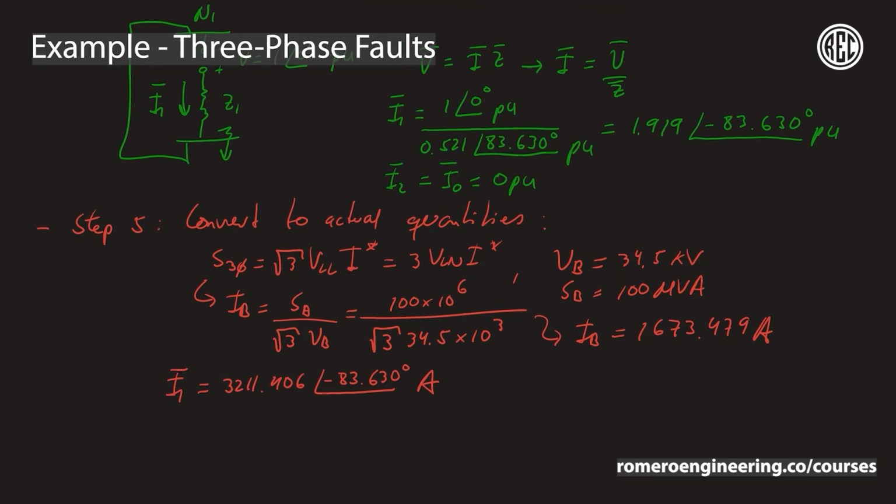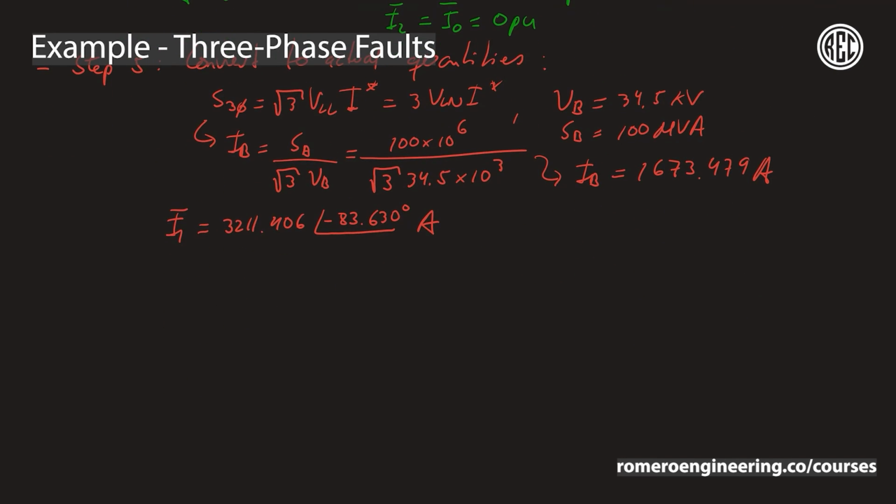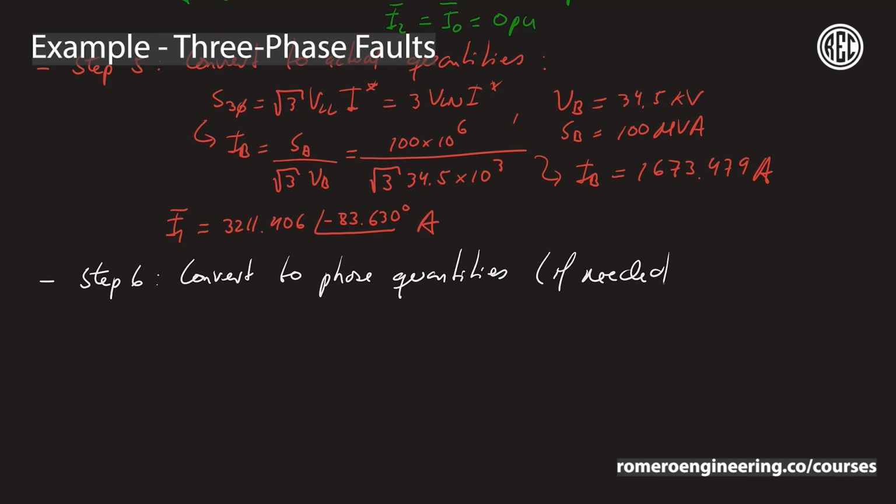Now one more step, and let's switch back to white, and I'm going to say over here step 6. Now we'll convert to phase quantities if needed. So convert to phase quantities, and I'm going to say if needed. You might or might not need this.